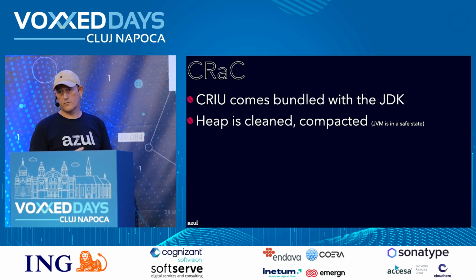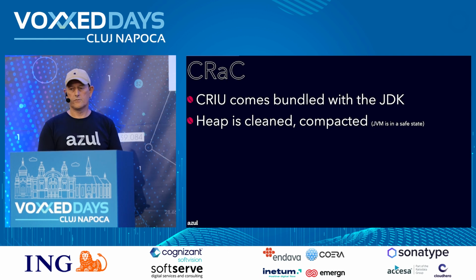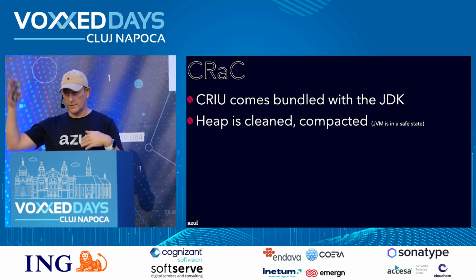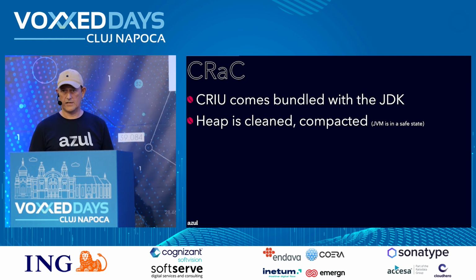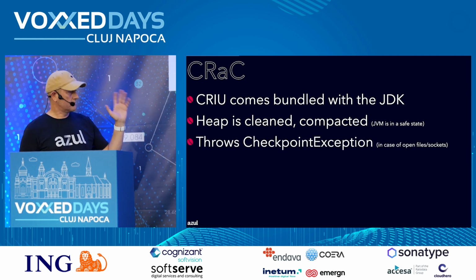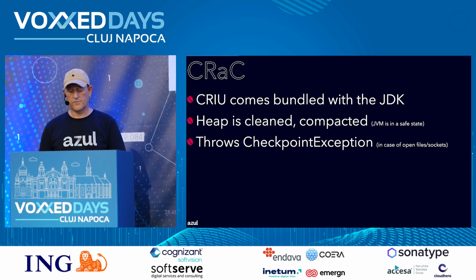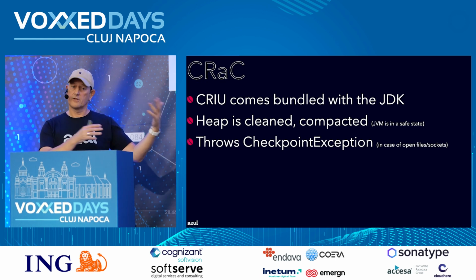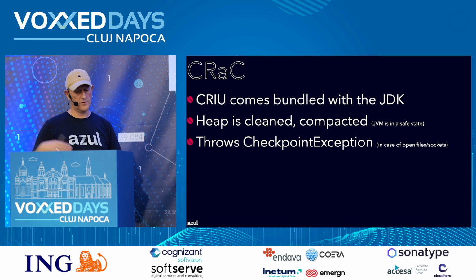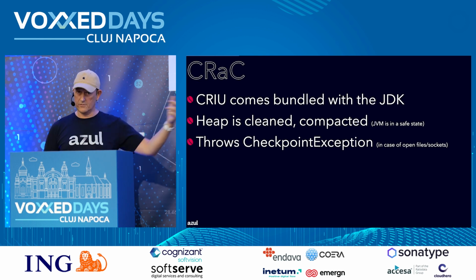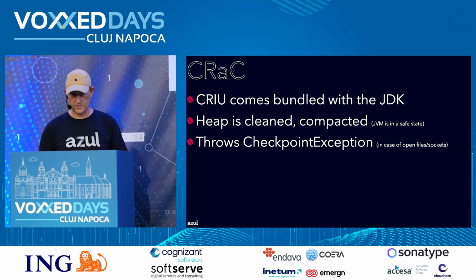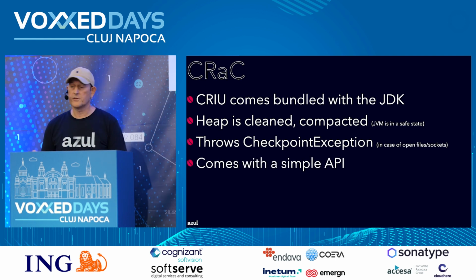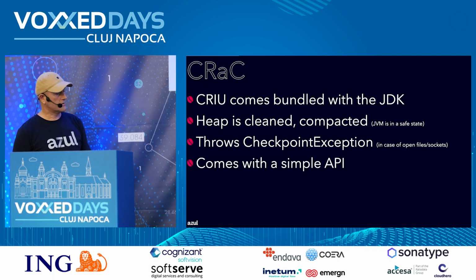And the heap is cleaned and compacted. This is in principle the same process that is used when you do garbage collection, right? So we clean and compact the heap, so the JVM is in a safe state. The CRaC project can throw checkpoint exceptions in case you forget that there was an open file, then it will fail and give you an exception and tell you, here in this class you forgot to close a resource. And it comes with a pretty simple API. We will take a look at that shortly.